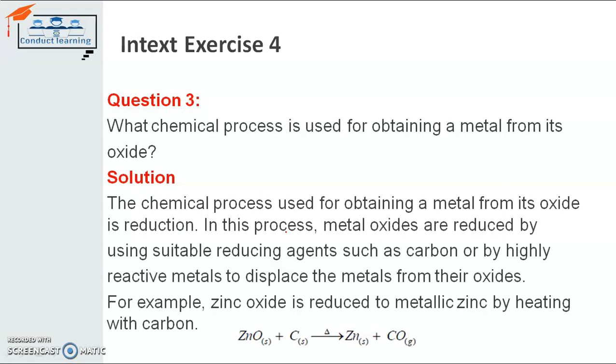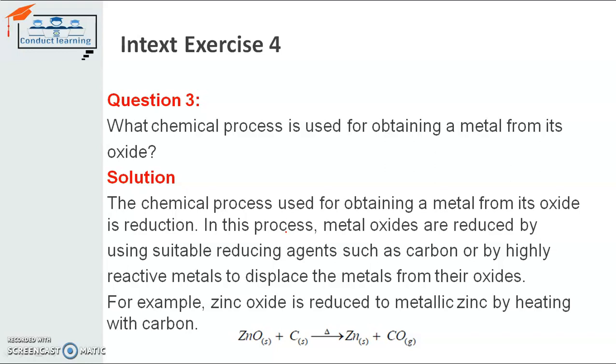Next one is, what chemical process is used for obtaining a metal from its oxide? Very important thing. As we all know, metals are classified into three categories. One is highly reactive metals, another is middle reactive metals, and the third one is least reactive metals. Least reactive metals are found in free state in nature, but highly reactive metals and middle reactive metals are not found in free state in nature. They are found as their oxides, carbonates or sulfides. So they are not free in nature. So mostly the metals are found in their oxide form.